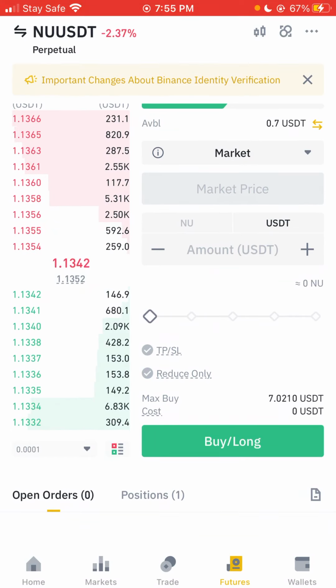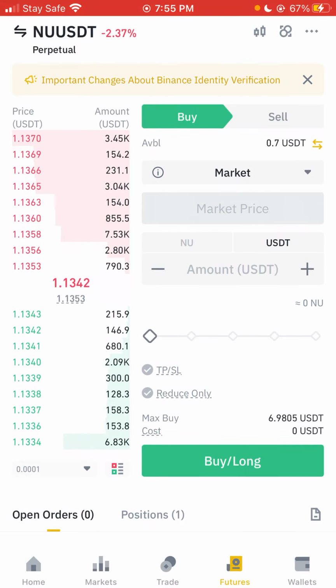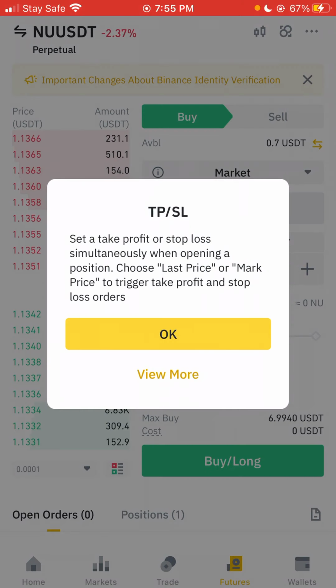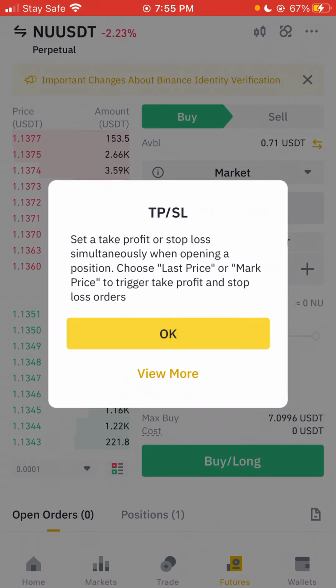Next thing, and probably the last thing, is talking about stop loss and take profits. If you come down here, you will see a place that says TP/SL, right? You click on TP/SL, set the take profit or stop loss simultaneously when opening a position. Choose last price or mark price to trigger the take profit and stop loss orders. I hope you understand that. You click on OK.